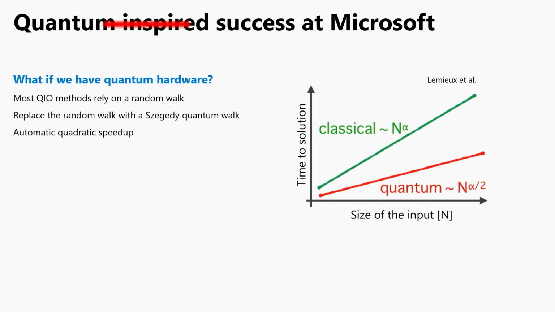So what if we have quantum hardware? The algorithms that we use in physics have typically a random walk at the core. If we replace the classical random walk by a Szegedy quantum walk and implement this on quantum hardware, we get automatic quadratic speedup over classical hardware. In other words, any algorithms that we develop today, we can run tomorrow quadratically faster on quantum hardware.